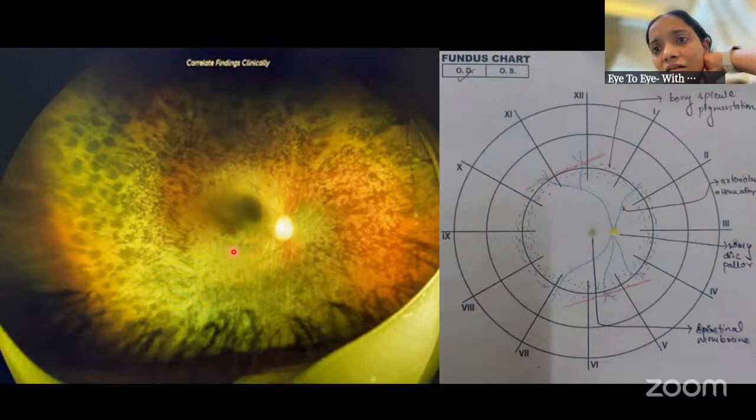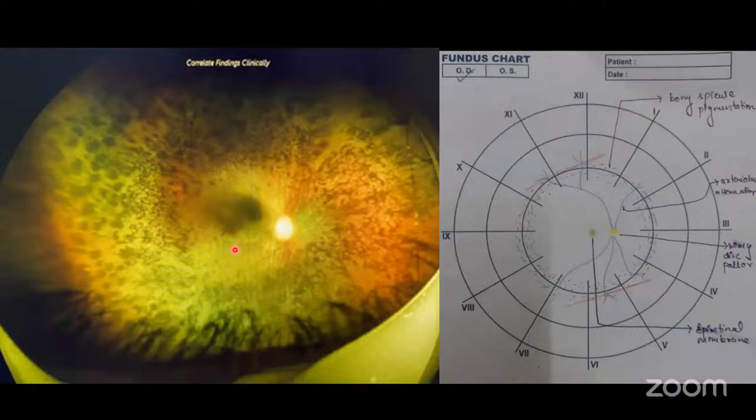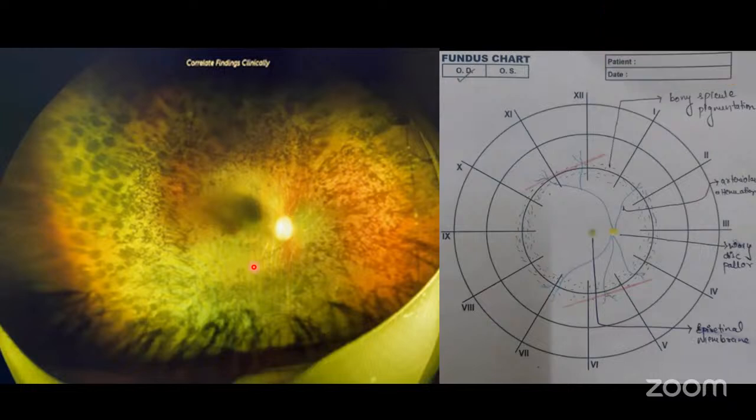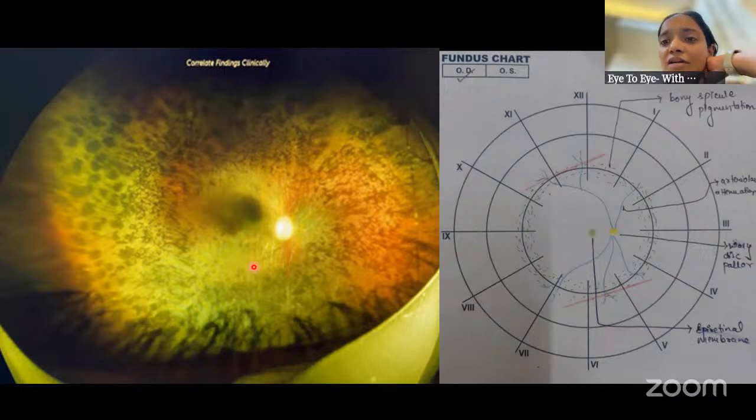Okay. Then there is a central media opacity. Can you see? That would be very visible on distant direct ophthalmoscopy. These fundi on distant direct ophthalmoscopy also have a typical sheen. They are not the regular red glow. They have a sheen which is different from the red glow that we see on distant direct ophthalmoscopy.